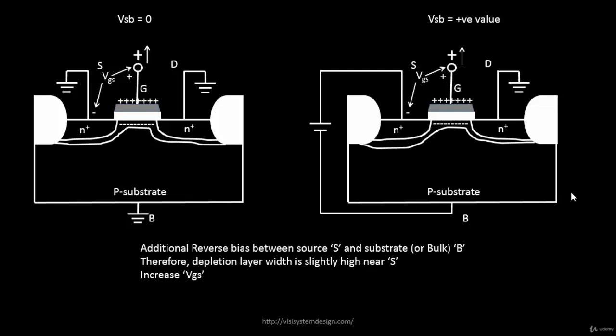Hello everyone. Let's continue the discussion on threshold voltage. So we have given a positive VSB over here, and this particular VSB is 0. And on the application of the gate to source voltage, what happens? Let's try to look into that.